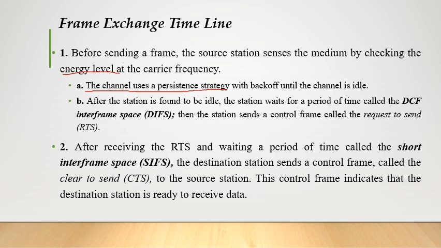Here we can usually use the 1 persistence technique, because we are doing a lot of things here. We are using IFS, we are using contention window, we are using acknowledgement and all that. So the channel uses a persistent strategy with back off until the channel is idle, the same as we have seen in the flowchart. So once the station is found idle, do we suddenly send? No, we will wait for something known as IFS. Here we wait for a period of time called DCF IFS, or DIFS. Here DCF stands for distributed coordination function.